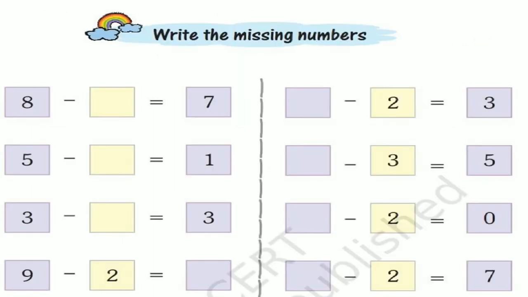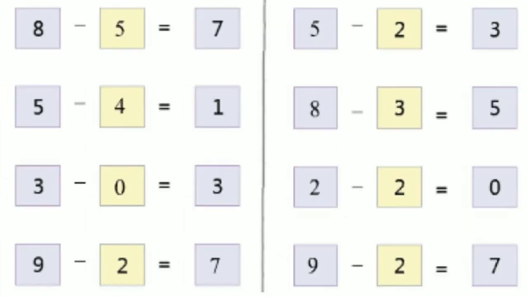Next, write the missing numbers. Children, this is just like a puzzle. 8 minus something is equal to 7. Children, tell me, how much should we remove from 8 to get 7? If we remove 0, we will get 8. So, if we remove 1, how much do we get? 8 minus 1 is 7. Isn't it? 8 minus 1 is equal to 7.